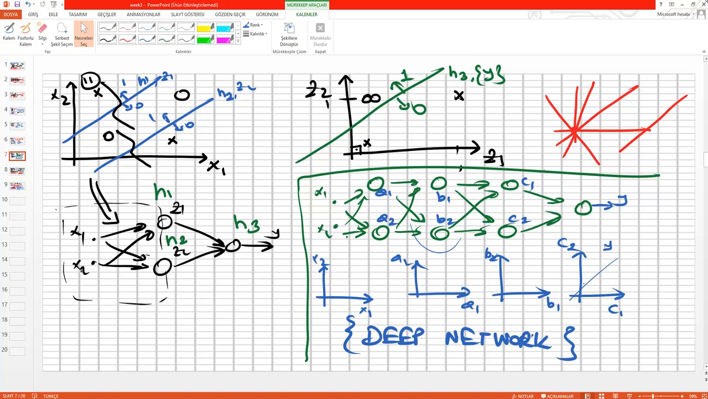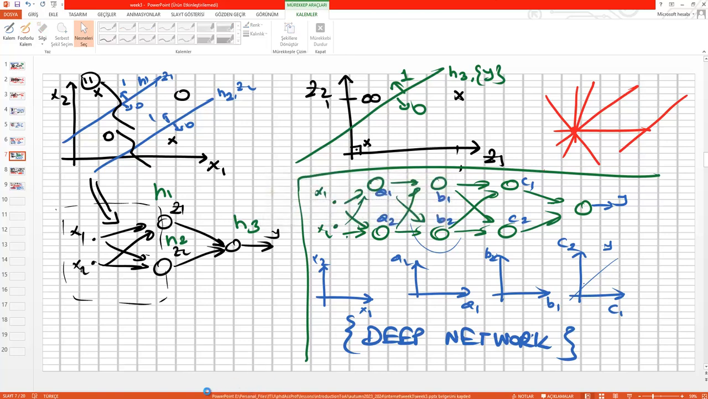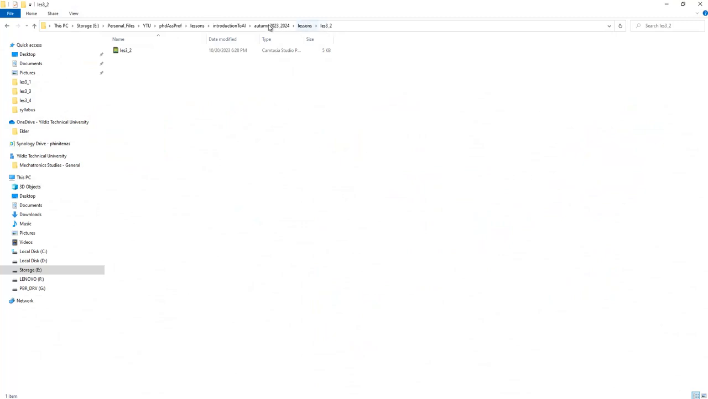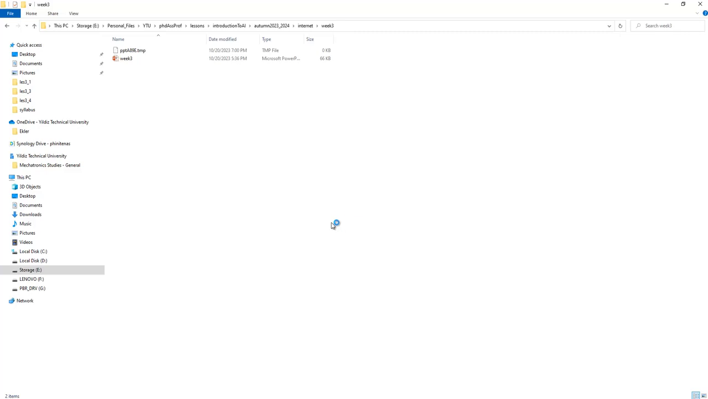So we should continue with our example in Python. Okay. We need to code the bare metal code in here, like this one. And so week 3, we should open the Visual Studio Code in here, like this one.